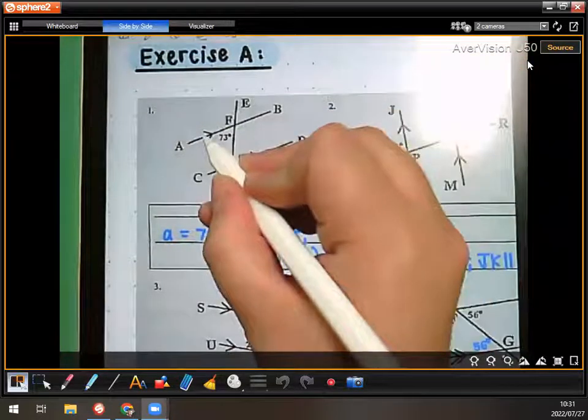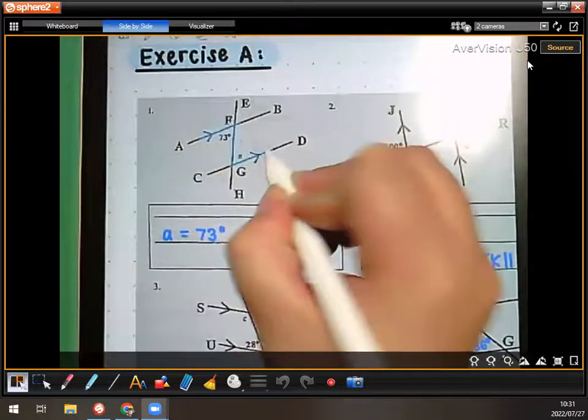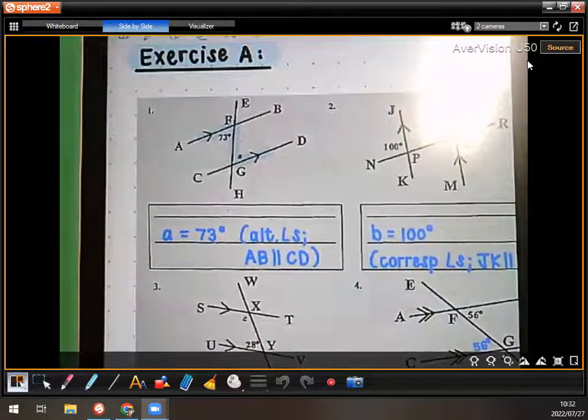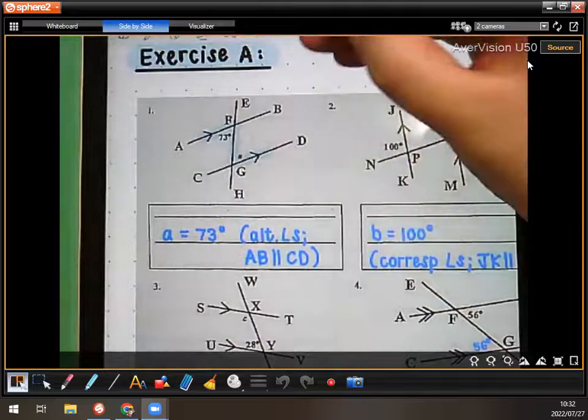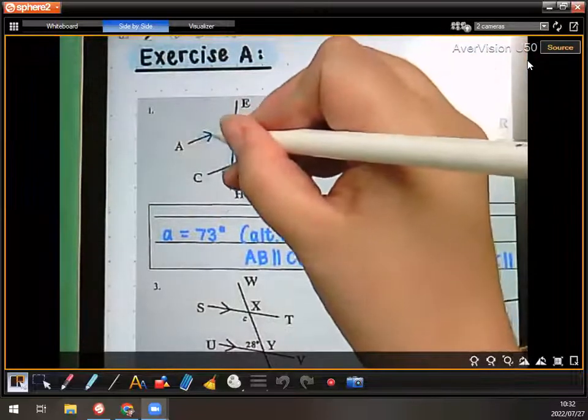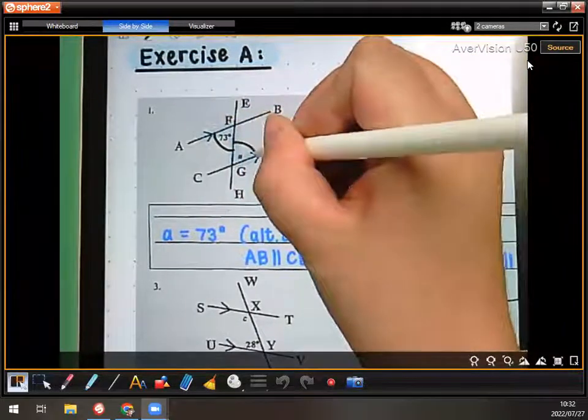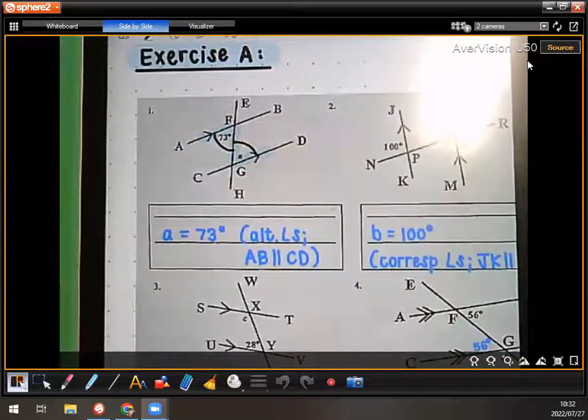Rather do it in the second one. You have the Z shape there, all the lines forming the Z parallel. Yes. Okay, AB is parallel to CD. So we can say that angle A is going to be equal to 73 degrees. Those two angles will be equal.